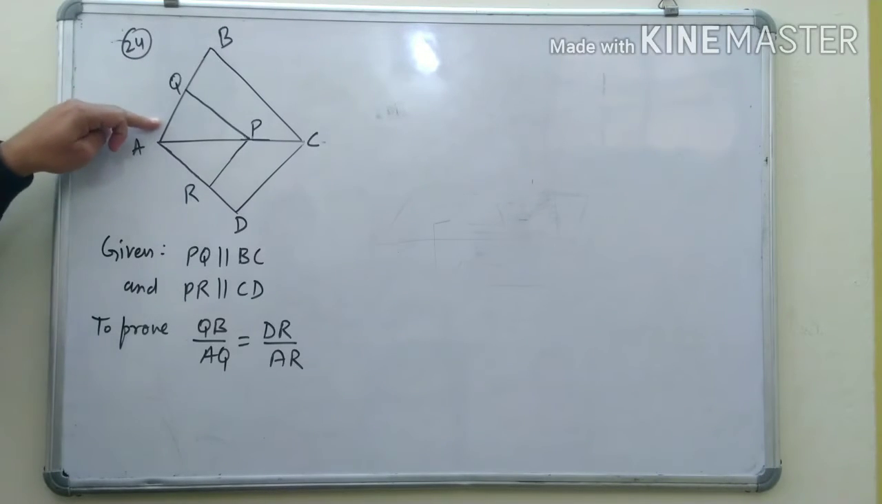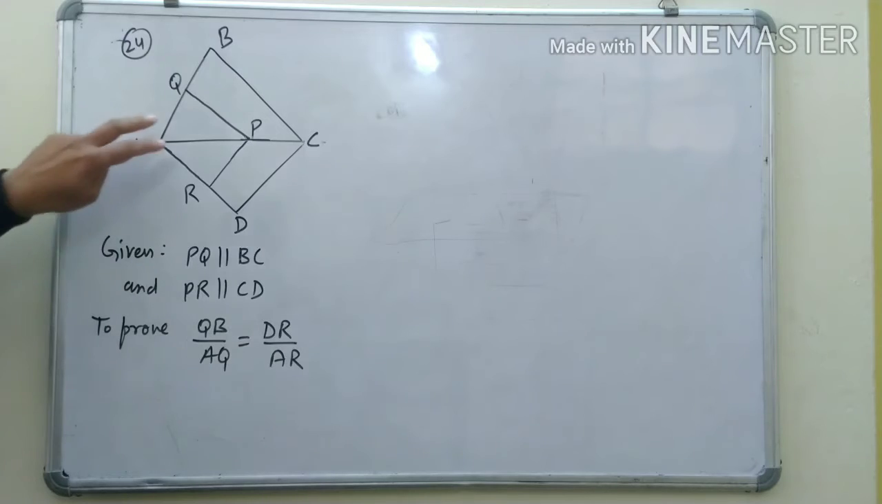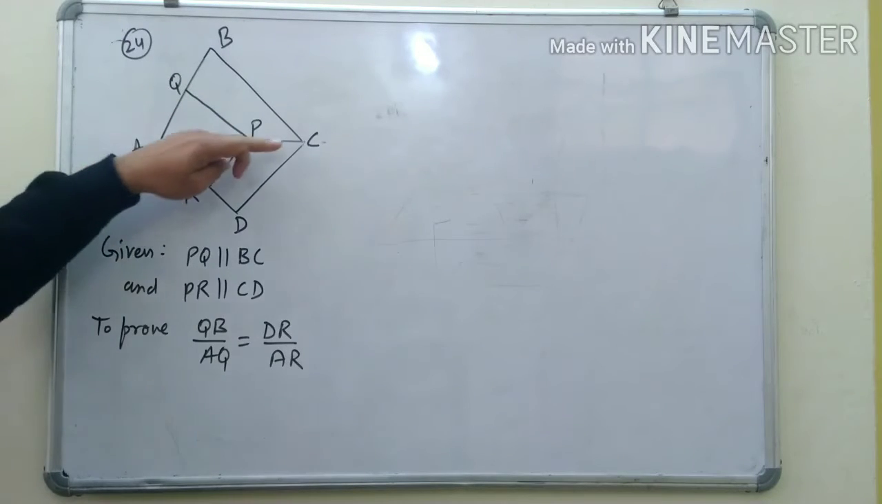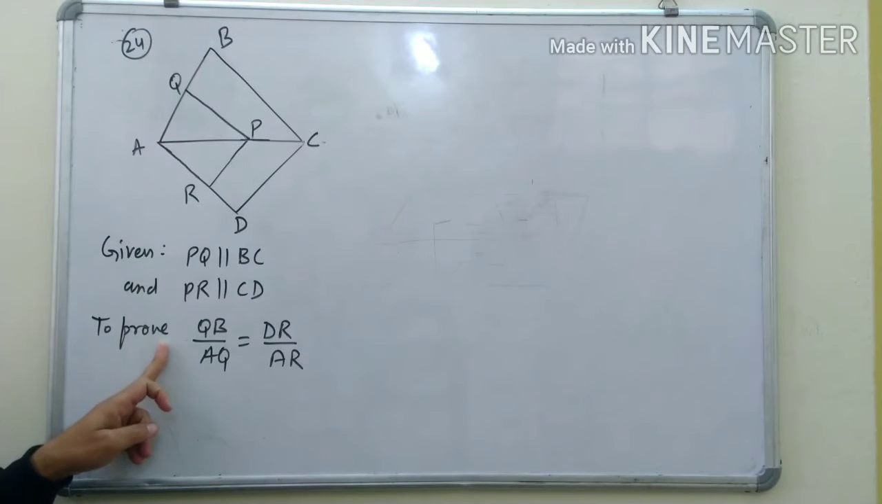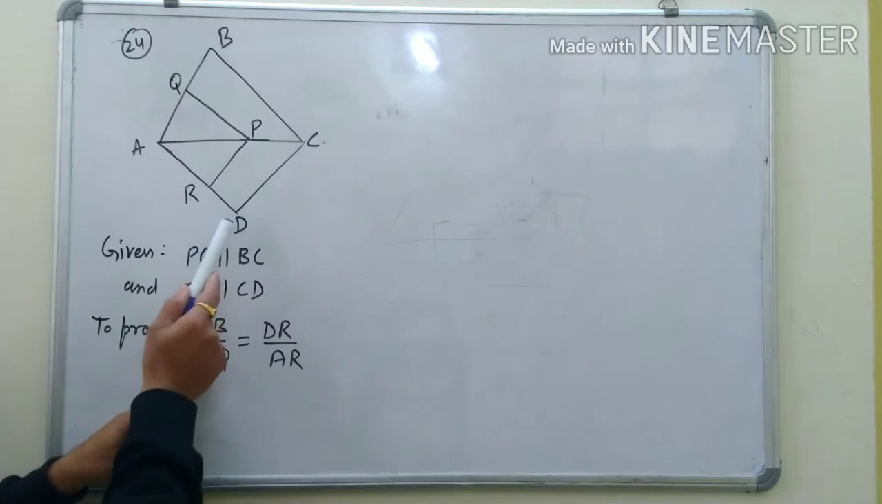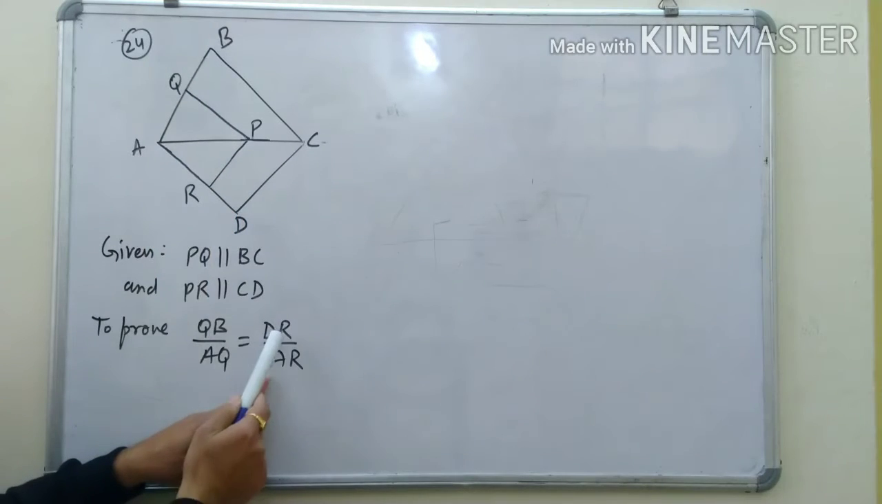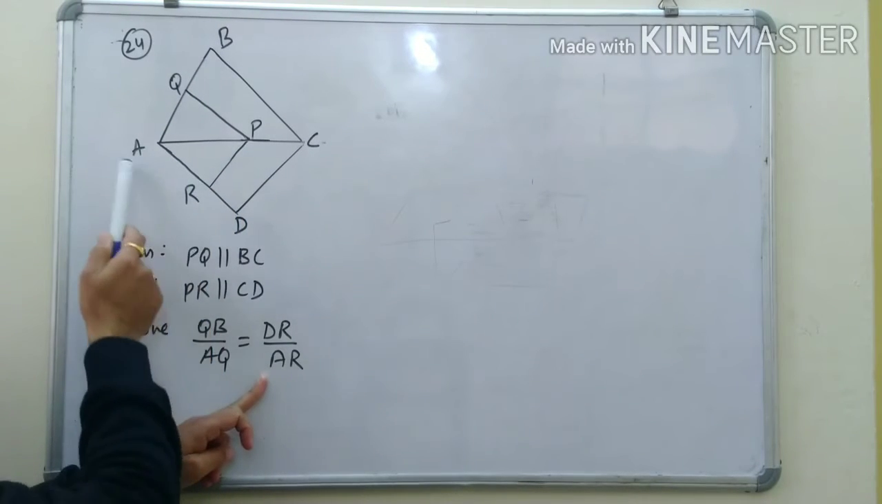In 24th question, here given that PQ is parallel to BC and PR is parallel to CD, we have to prove that QB upon AQ is equal to DR upon AR.